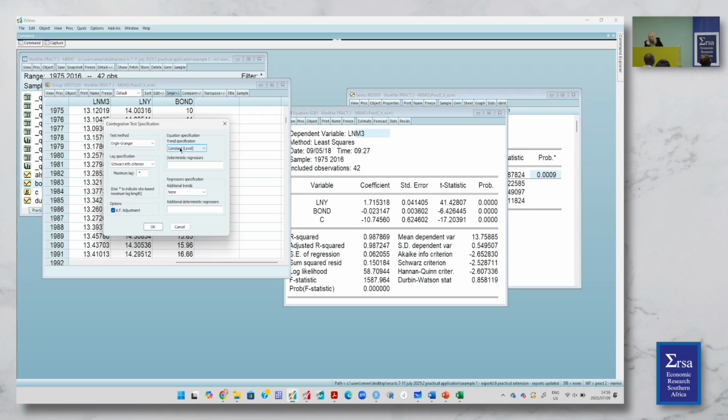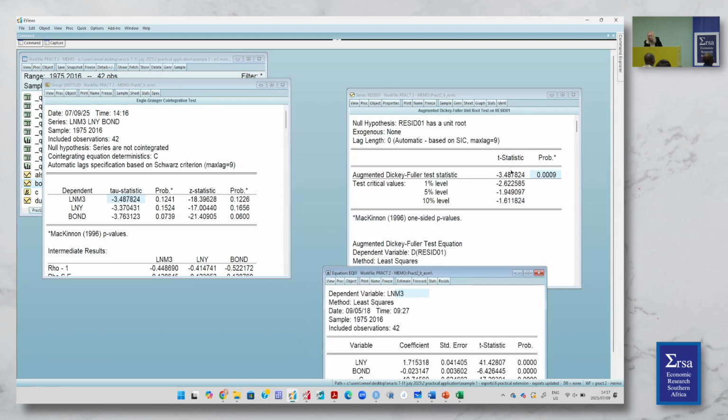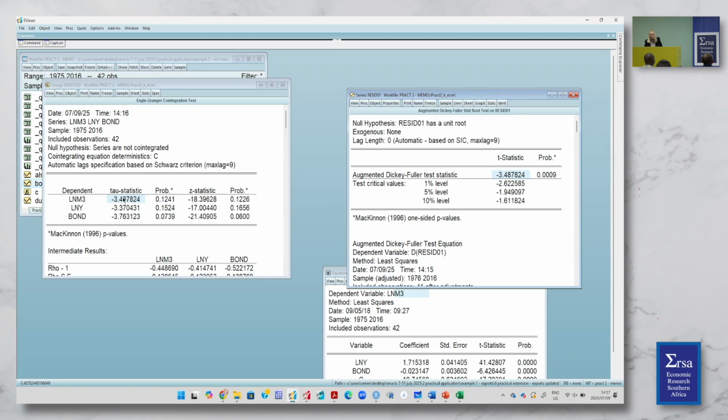Just like this, that constant refers to this constant here in the underlying equation. And you can see that the stat is correct. That one agrees with this one, but the probabilities are different. So which one is right and which one is wrong? This one is wrong, and this one is the correct probability.